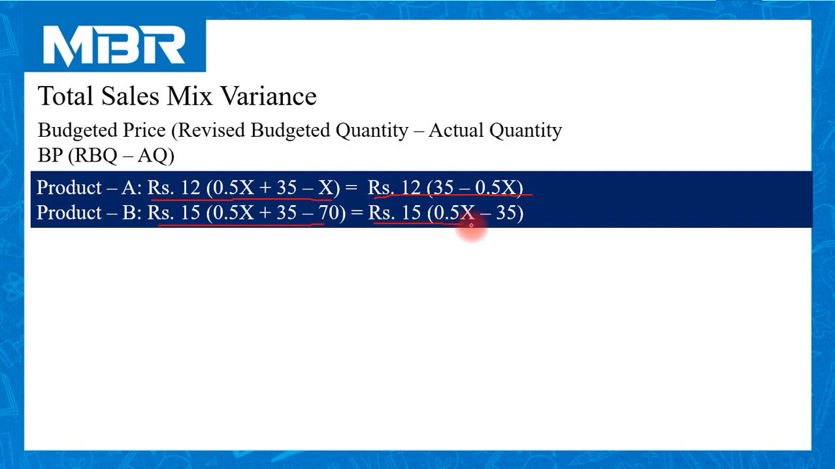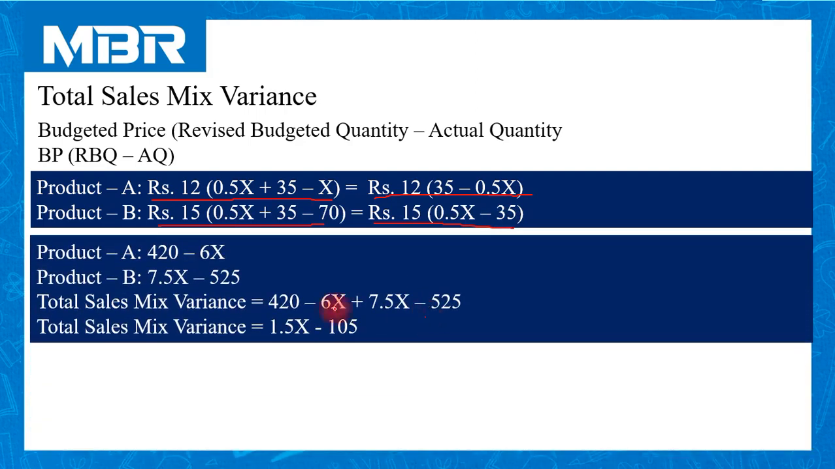So simplification of the formula, 15.5x as it is, 35 minus 70 is equal to minus 35. Now you can expand the formula. Product A, 420 minus 6x. It is nothing more than multiplication of this 12 with 35 and this 12 with 0.5x. So 12 multiplied by 35 equals 420, and 12 multiplied by 0.5x is equal to 6x.